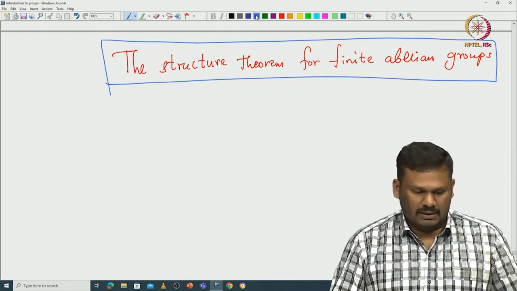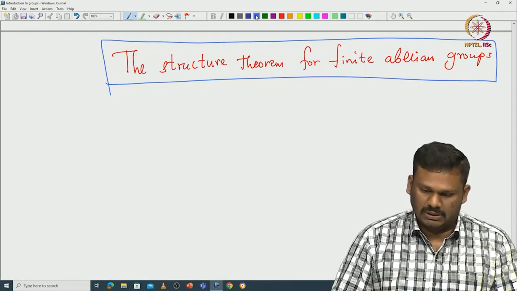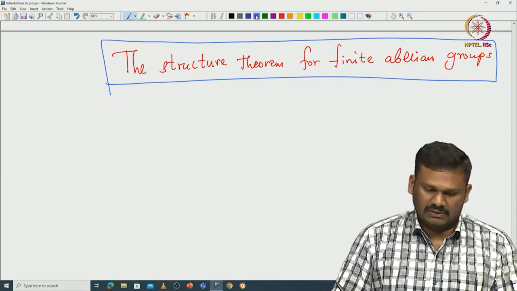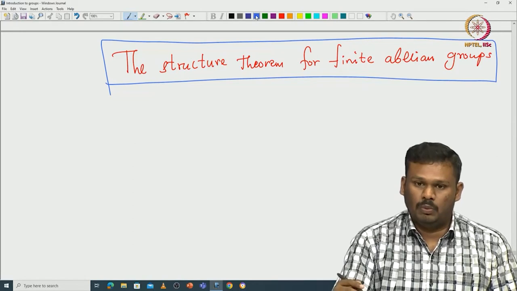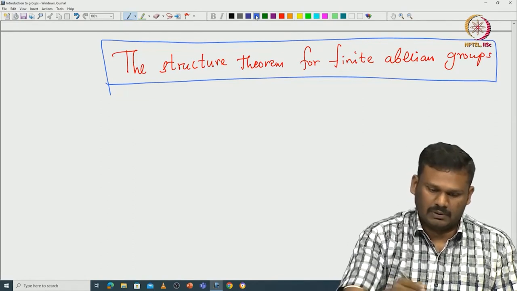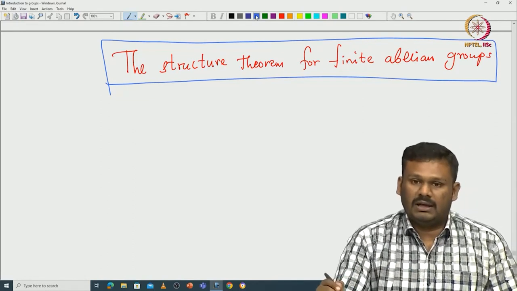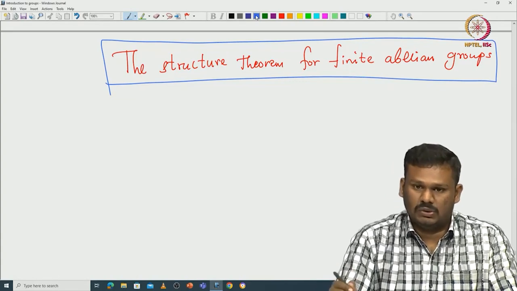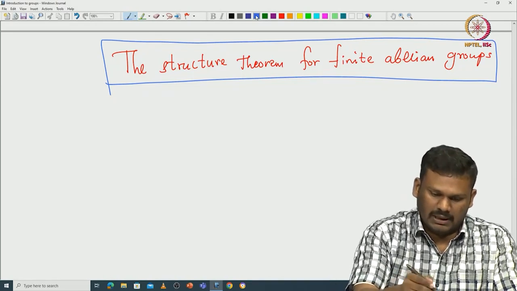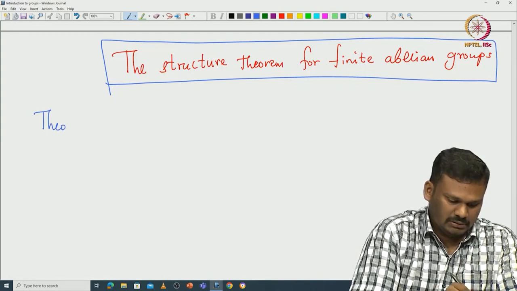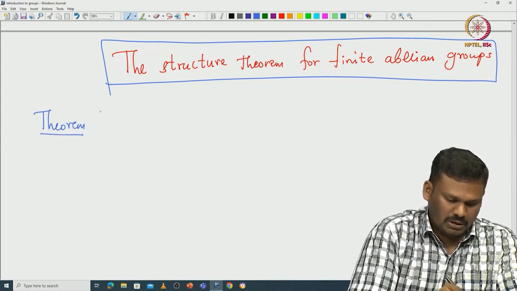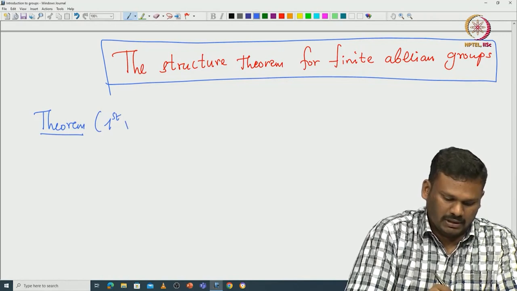So let me explain first of all how one can actually write it down. There are various versions of this structure theorem. Let me state two versions, and then we will actually try to prove both these versions are equivalent. I will motivate by examples why these two versions are expected to be equivalent. Okay, let's start with the first version. So here is the structure theorem. I'm going to call it the first version.